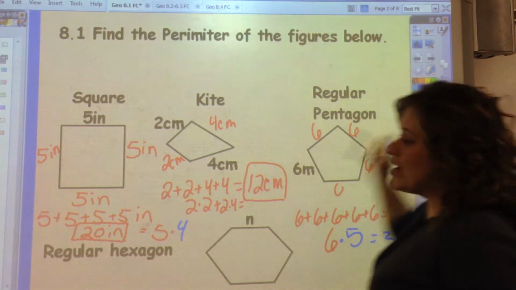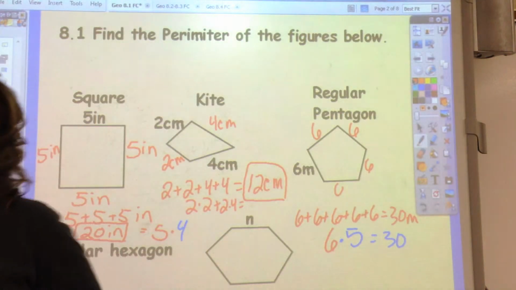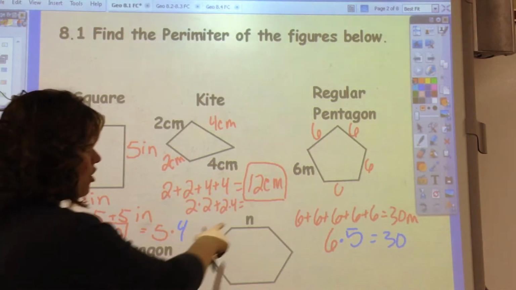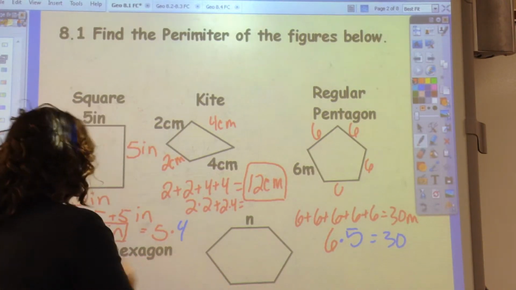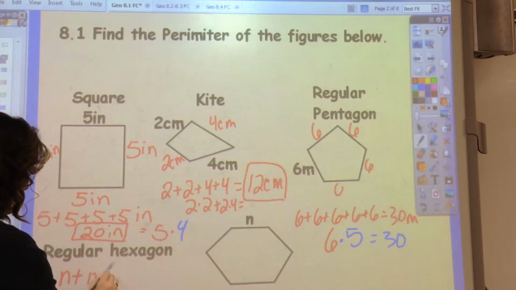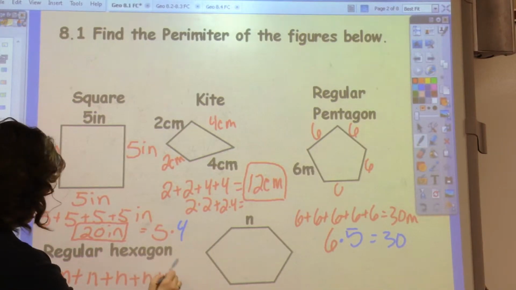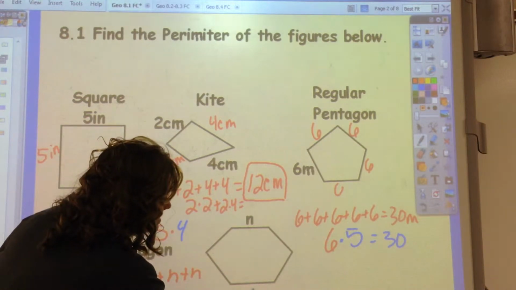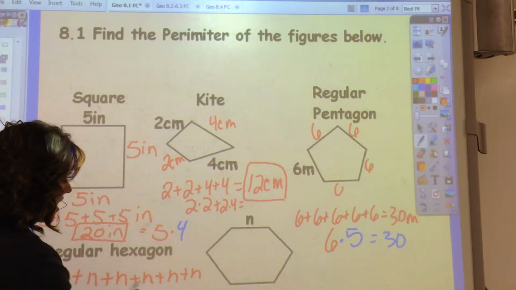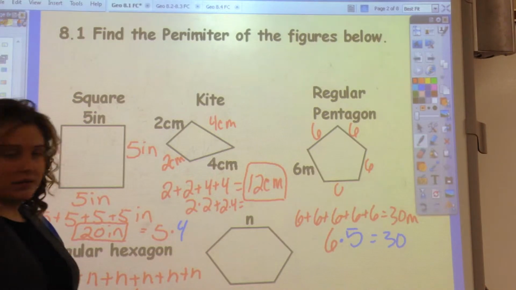Alright, so what if I have a regular hexagon? A hexagon has 6 side lengths. They are all n. So I could either take n and add it together 6 times, or I could simply take 6 times n. Either way, I end up with the same solution.